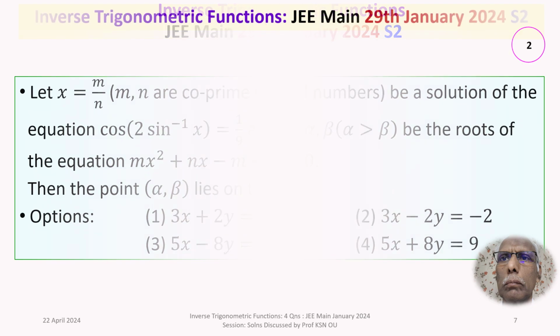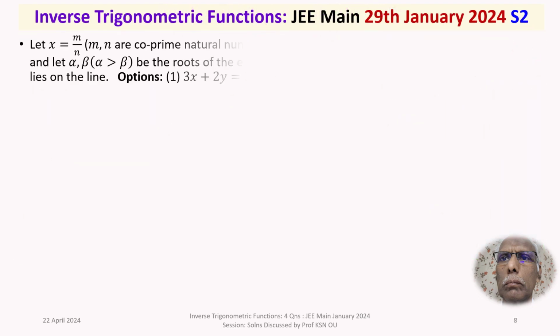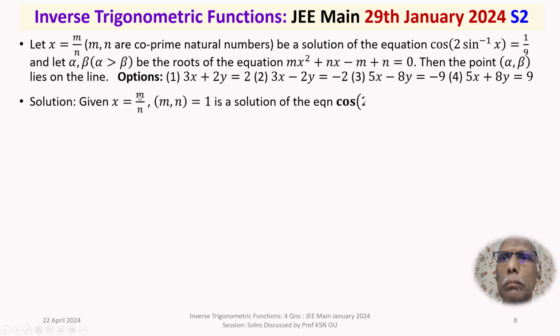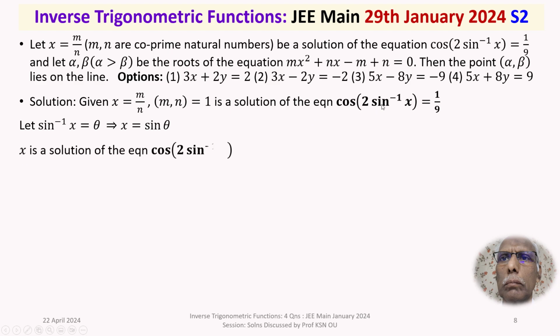We will now discuss the solution of the problem in detail. Right. We are given x is equal to m by n, and m and n are natural numbers, and the GCD of m and n is 1, and it is given x is a solution of this trigonometric equation. Right. So let's now put sine inverse x is equal to theta, and thereby x will be equal to sine theta. Then x is a solution of this equation.